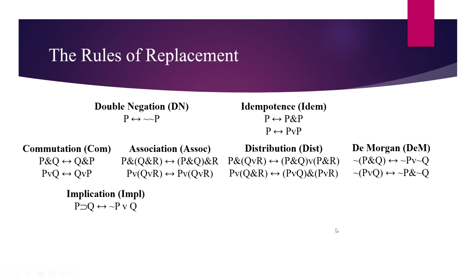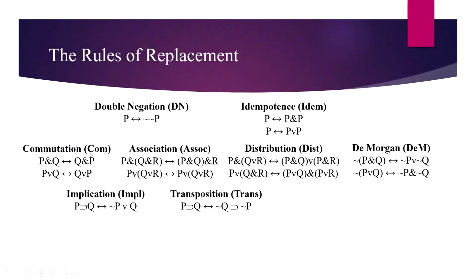The next rule is transposition. This rule allows you to reverse the order of a conditional. The negation of the consequent becomes the antecedent, and the negation of the antecedent becomes the consequent in the new sentence. This rule is valid for the same reasons that modus tollens, the rule of inference, is valid. If the consequent of the original conditional is false, then we know the antecedent must also be false.